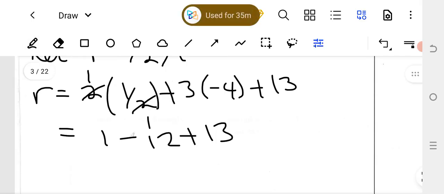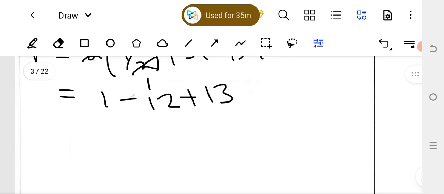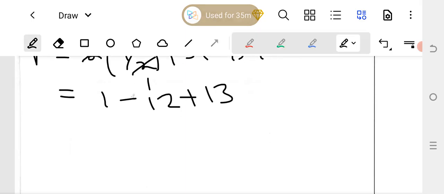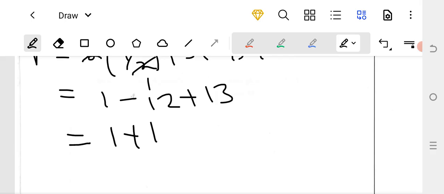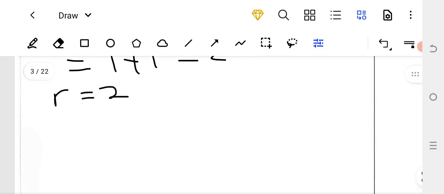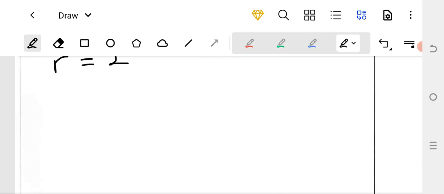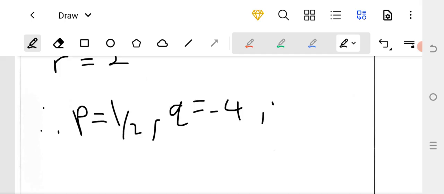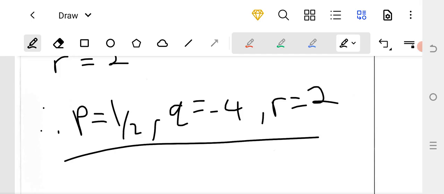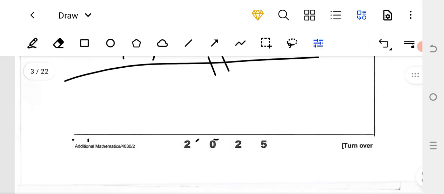Then if you simplify nicely here, negative 12 plus 13 is going to give you positive 1, so it's going to give you 1 plus 1. R is equal to 1 plus 1, which is equal to 2. R is equal to 2. To conclude, therefore, p is equal to 1 over 2, q is equal to negative 4, R is equal to 2 as your final answer.